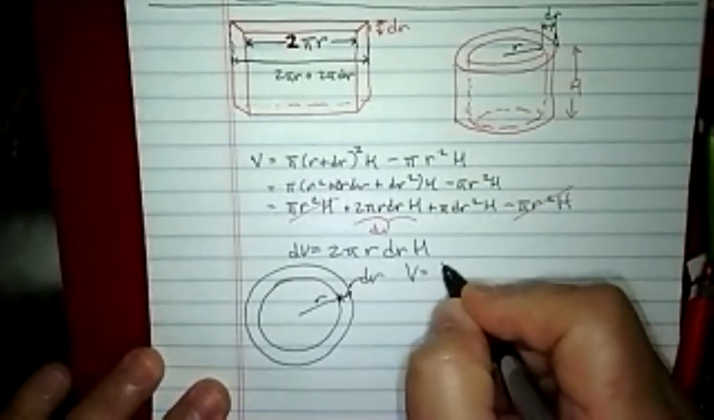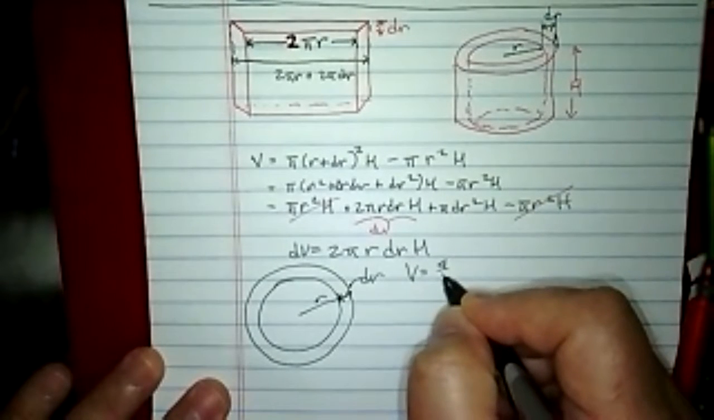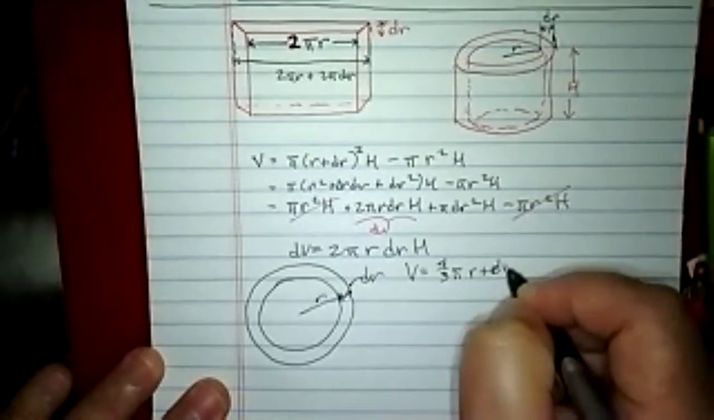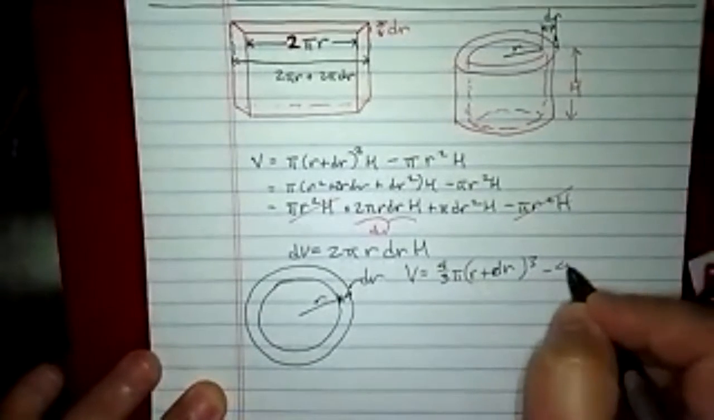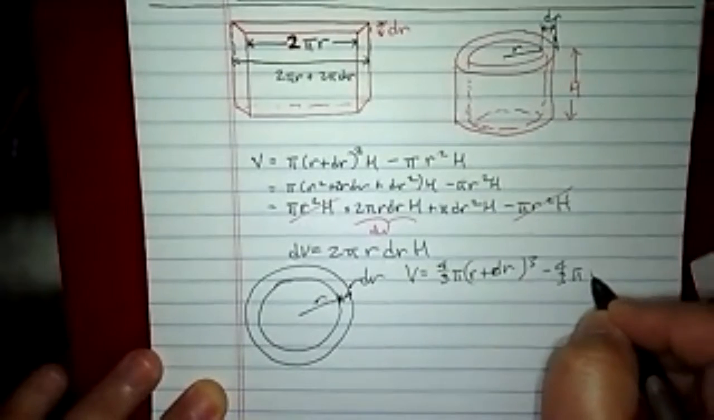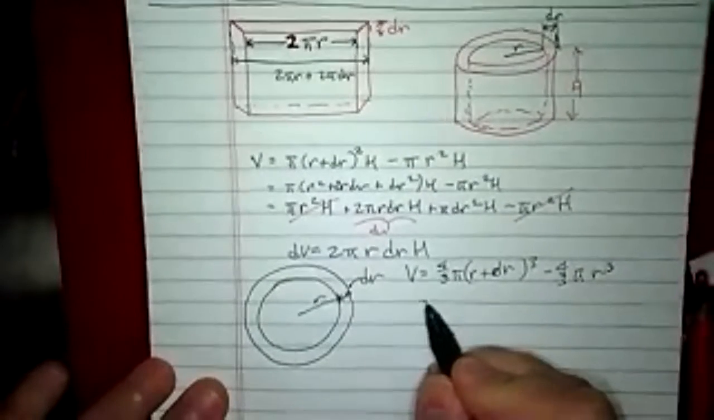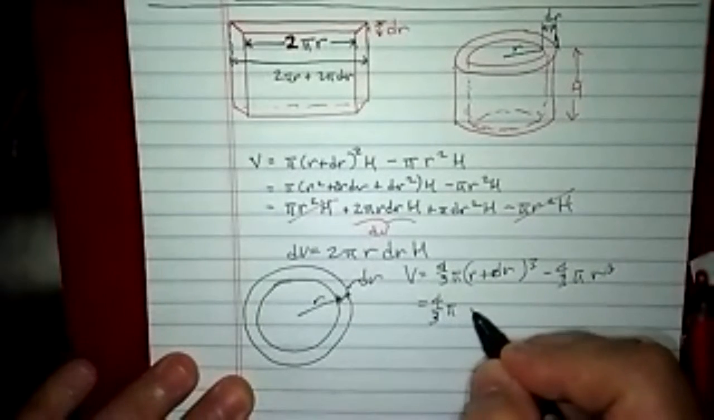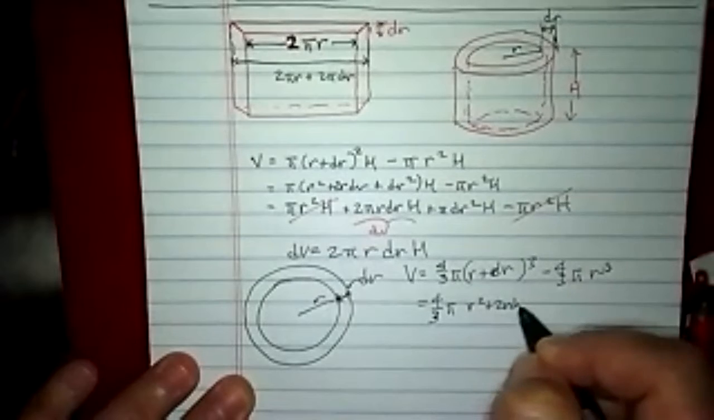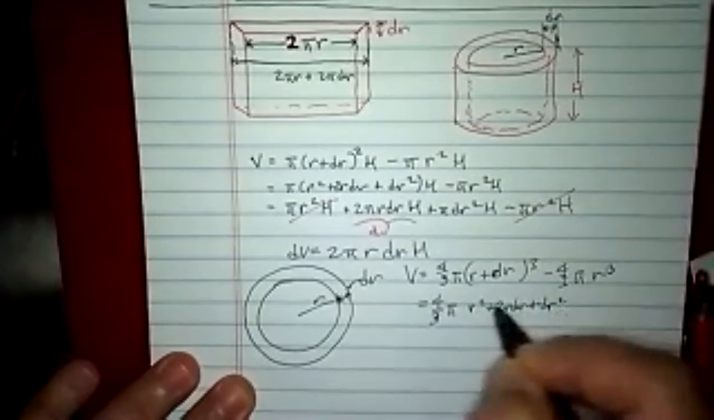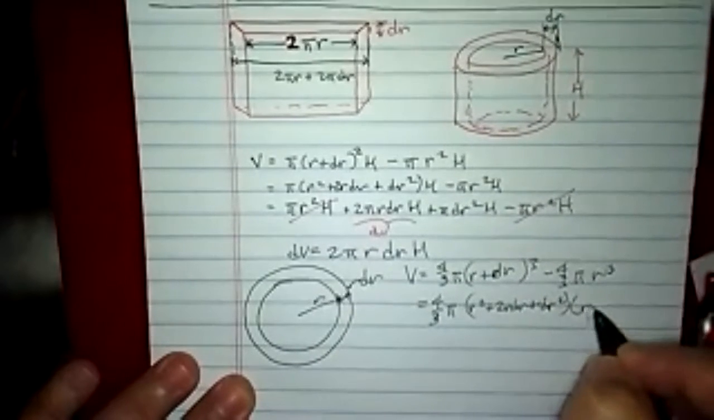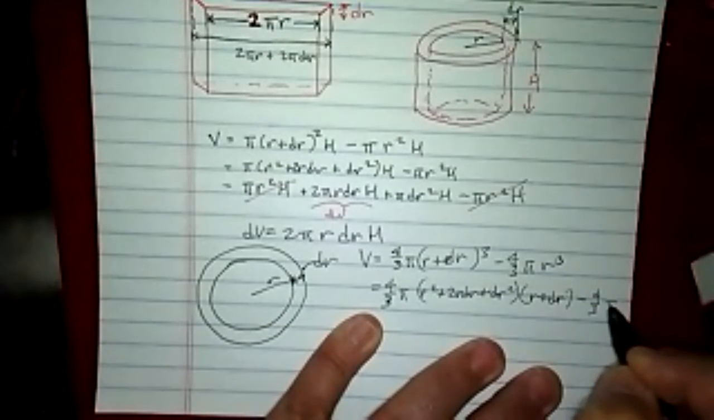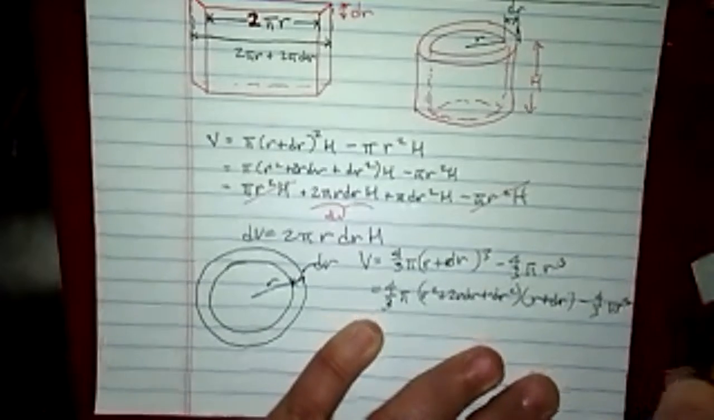So it should be 4/3 pi (r plus dr) cubed minus 4/3 pi r cubed. Well, if you want to carry this math out, you go 4/3 times pi times (r squared plus 2r dr plus dr squared). That's just the squared, so I still have to multiply it by (r plus dr), minus 4/3 pi r cubed. Okay?